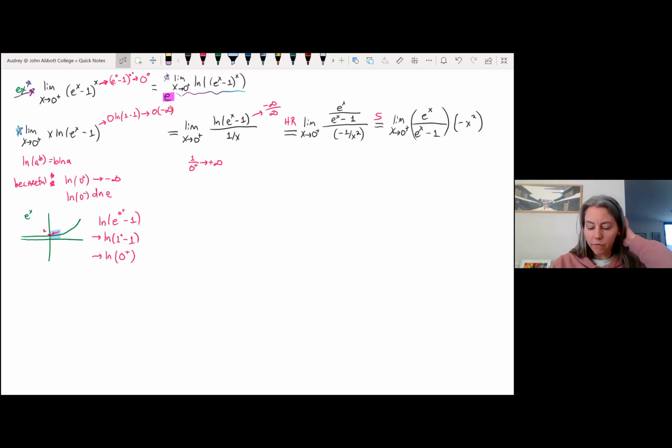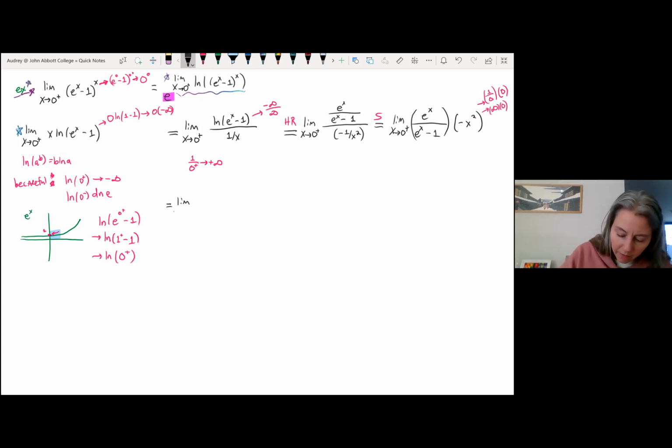Well, if I plug in from here, I get e to the 0, which is 1, over 1 minus 1, which is 0, times x squared, that's just 0. So this is like infinity times 0. Infinity times 0 implies that we should bring one of the terms to the bottom, or change things. But I can see that I can just bring that x squared up top here.